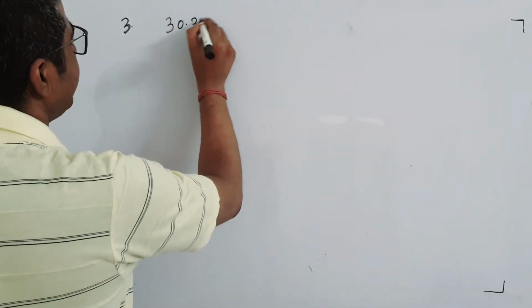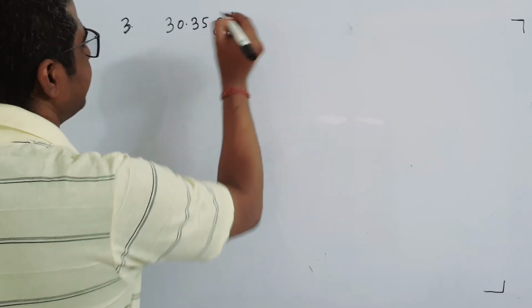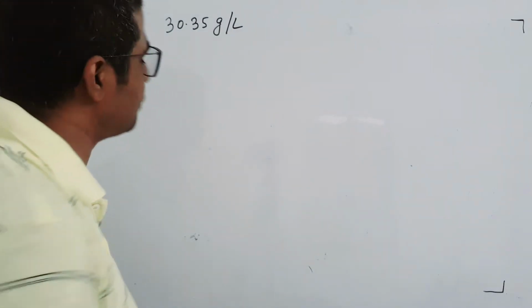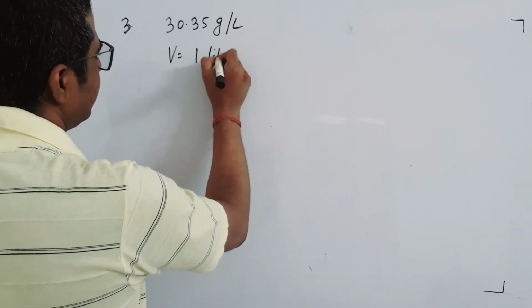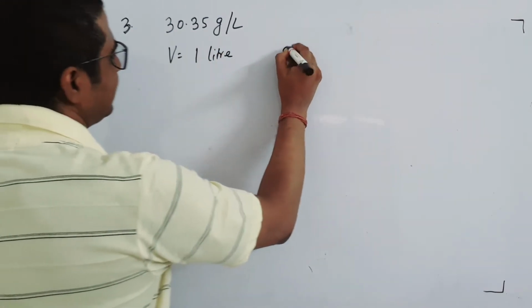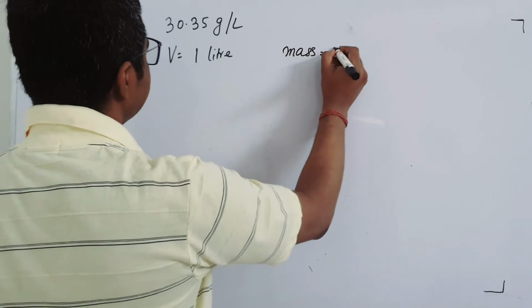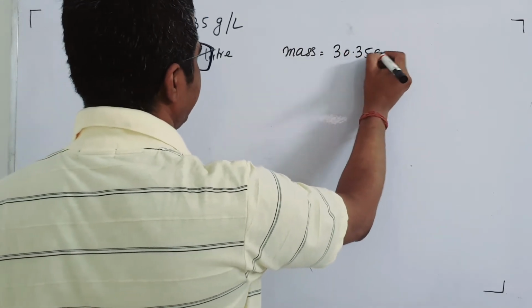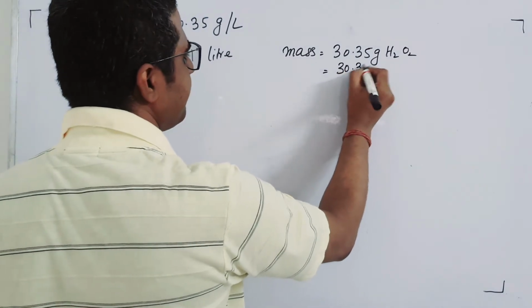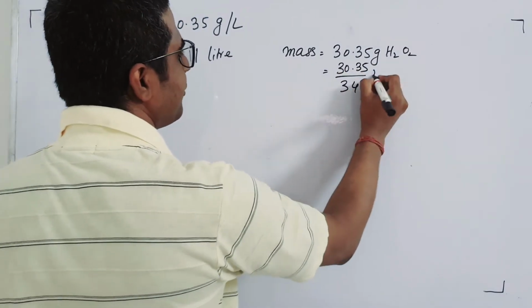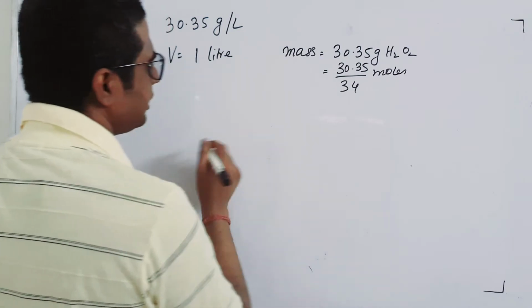So 30.35 gram per liter is given. What does this mean? This is H2O2. So this means volume is 1 liter, right, and mass that is given is 30.35 gram H2O2. So definitely you can calculate moles from here. Just 30.35 divided by 34 moles. Once you get moles, it becomes very easy.